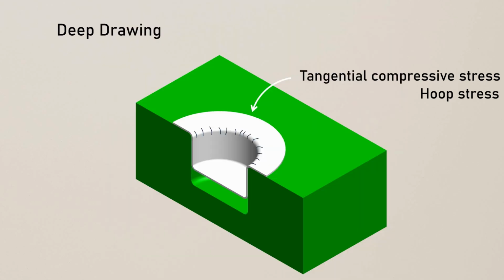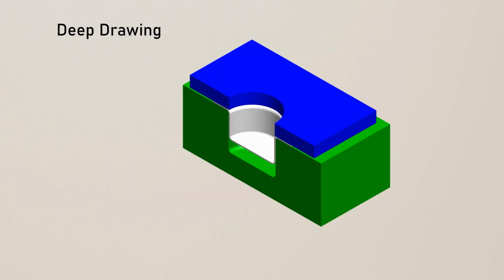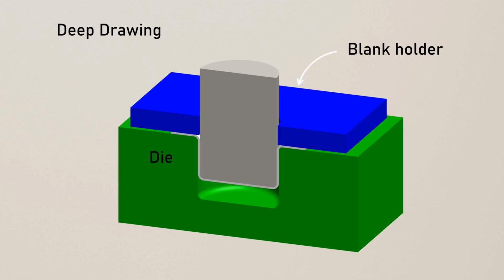So to prevent the wrinkles, a blank holder is used in addition to the die and punch. This ensures controlled material flow in the die during the drawing process and prevents excessive compression and wrinkle formation in the flange area.